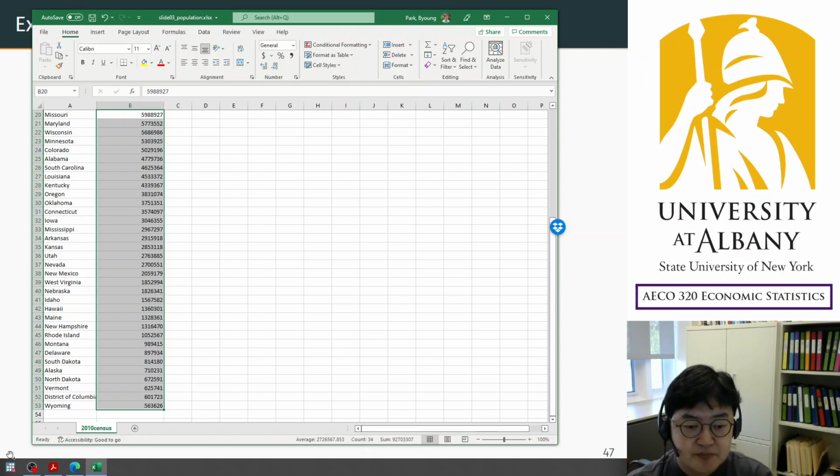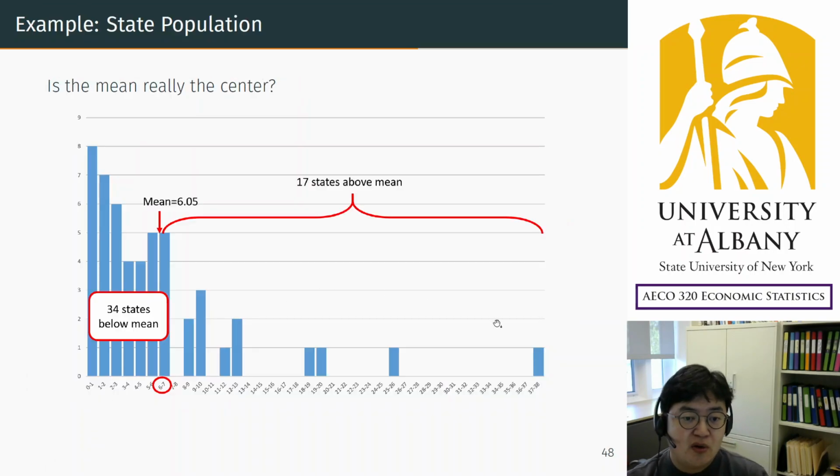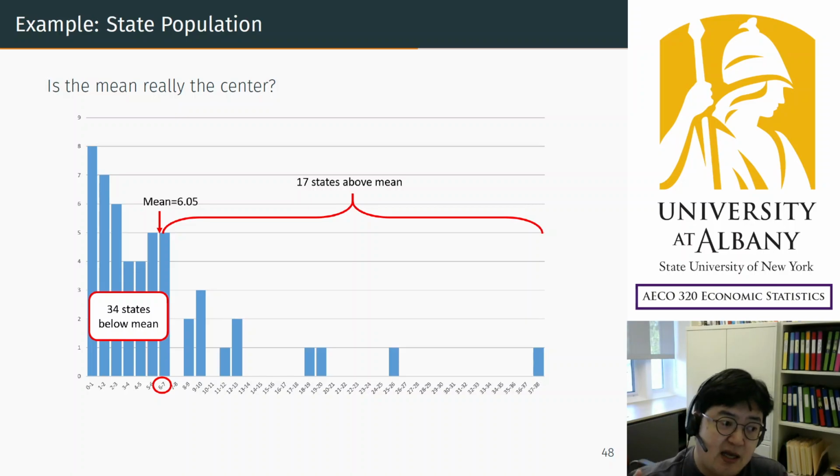So it is quite unbalanced. We are learning the mean as a central location, a representation of the data. However, it's not balanced. There are fewer states above, half as many, but twice as many states are below. So in that sense, it can be misleading. It's not exactly the center, not the middle.